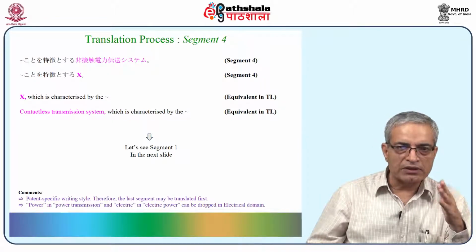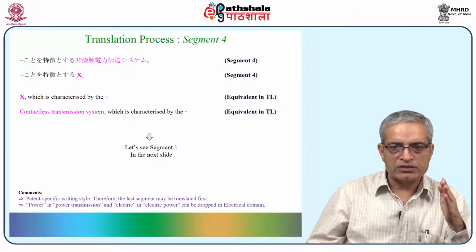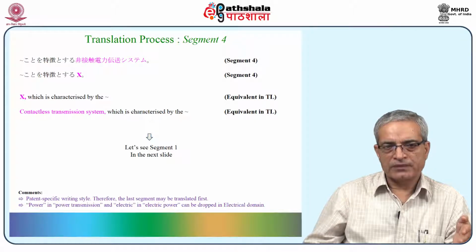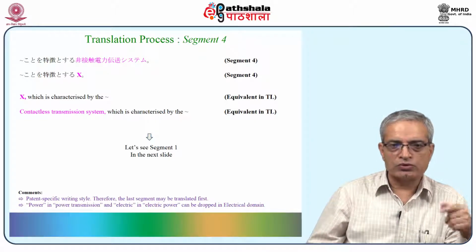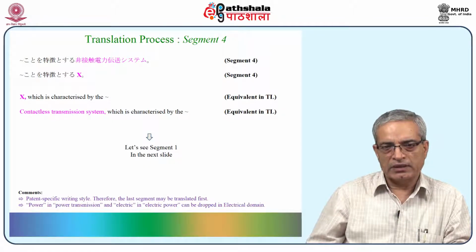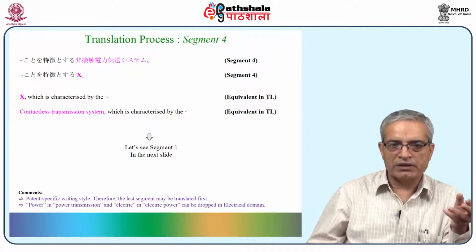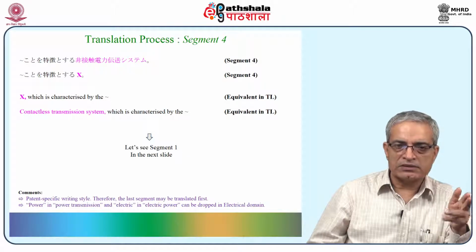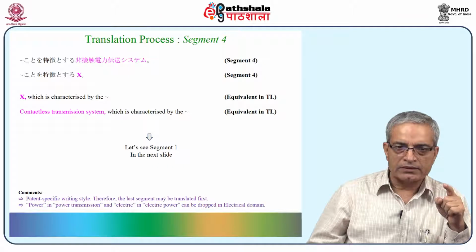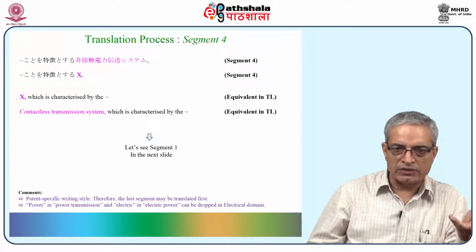If we see carefully, then it was hiseshoku, denryoku, denso, system. So the complete thing can go as X, a noun. So koto o tokcho to suru X. And if we translate this, it becomes X, which is characterized by, and that is the equivalent in target language. Now place back the element which was taken away: contactless transmission system. That's for hiseshoku, contactless. Denryoku denso, denryoku is getting dropped here.